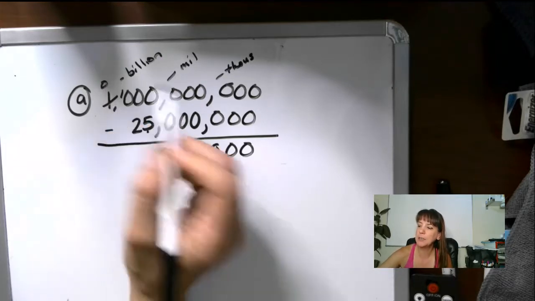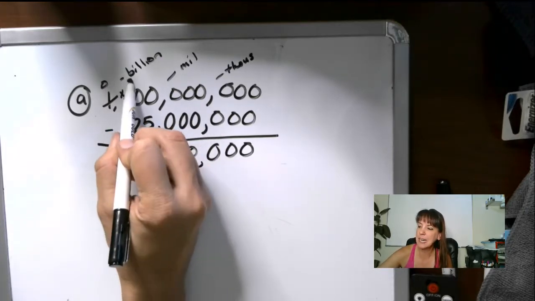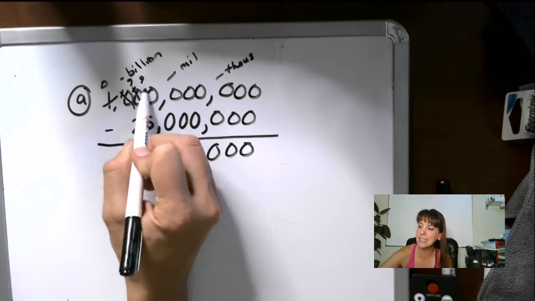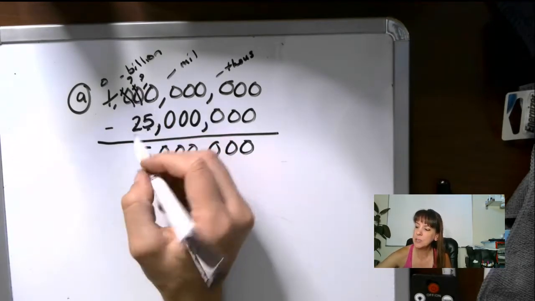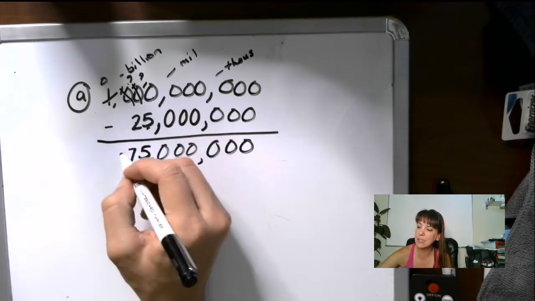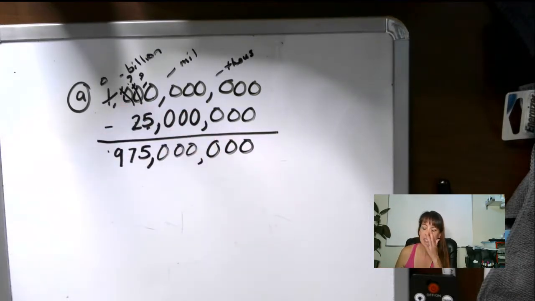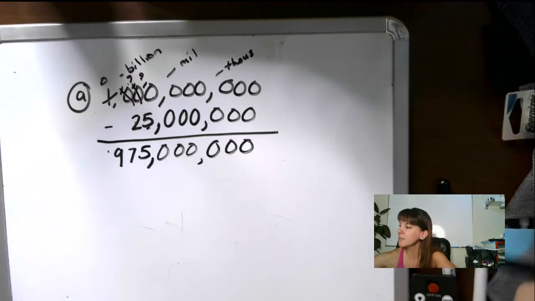We're going to borrow, so that's going to be 10, which becomes 9. This is 10, which becomes 9. This is 10. 10 minus 5 is 5. 9 minus 2 is 7. 9 minus 0 is 9, and then we're done. Okay, so let's look at B.